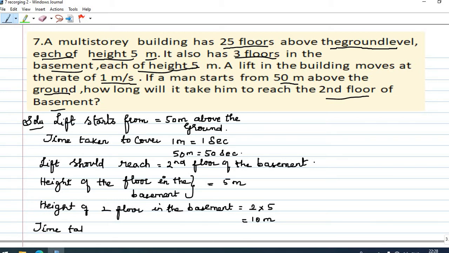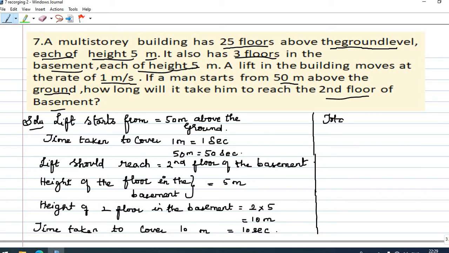So time taken to cover 10 meter is equal to 10 seconds. The first step, I calculate that 50 meter is equal to 50 seconds, as well as I calculate the height of the second floor in the basement. Now I am going to add this 50 second and the 10 second together. When I add, I can get the total time taken by the lift.